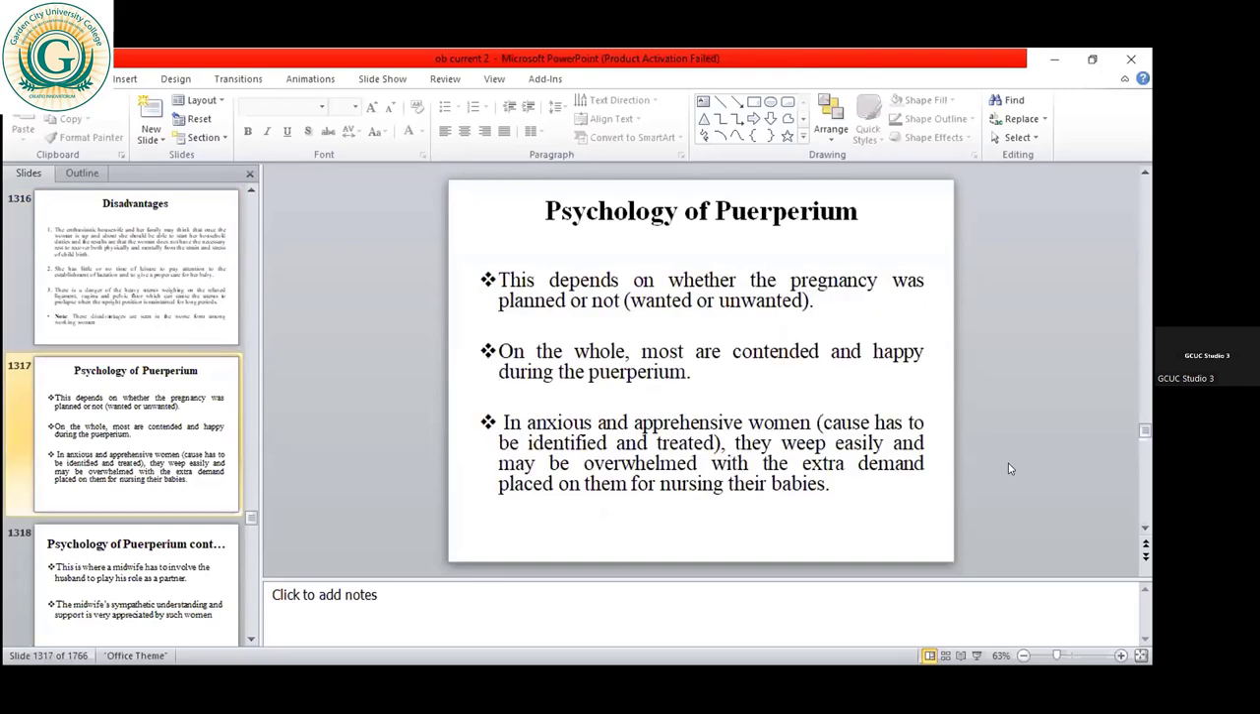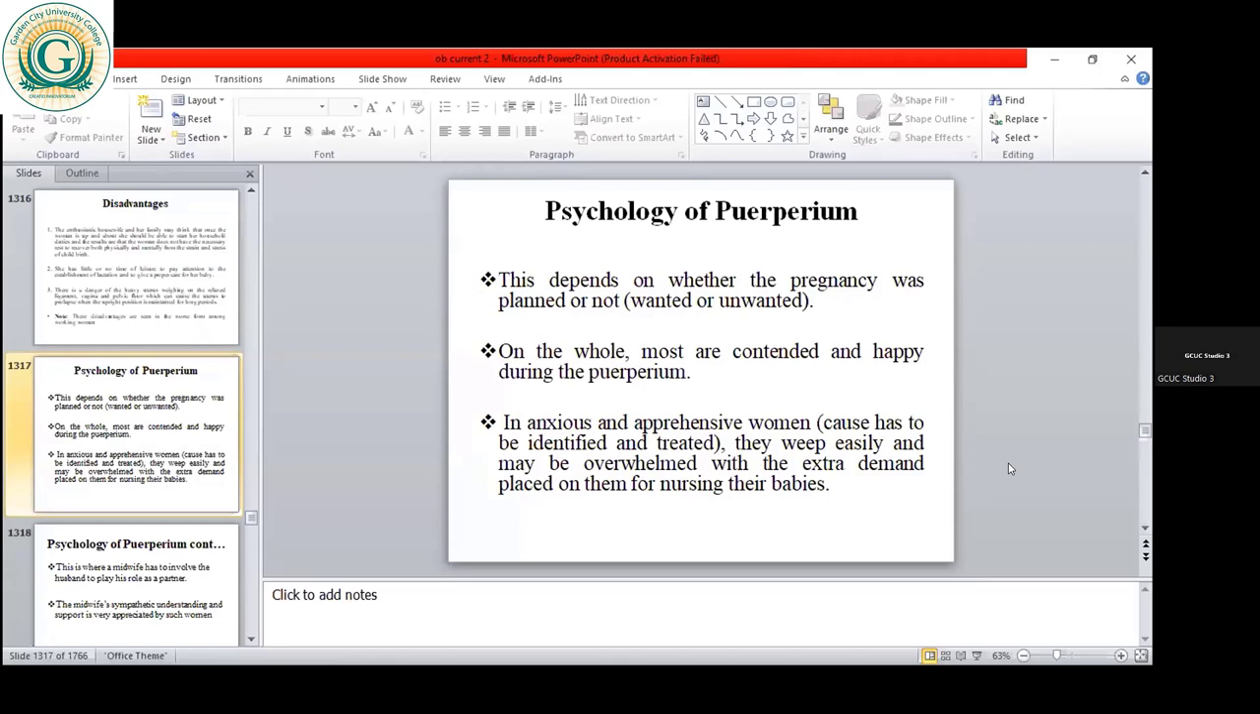We have the psychology of puerperium. The mental state of the woman after delivery depends on whether the pregnancy was planned or not. There are some women who, when they deliver or when they become pregnant, say this baby is an unwanted baby or unwanted pregnancy. I want to advise that you don't take it kindly when the woman makes that comment whilst you are present. Every pregnancy should be wanted.